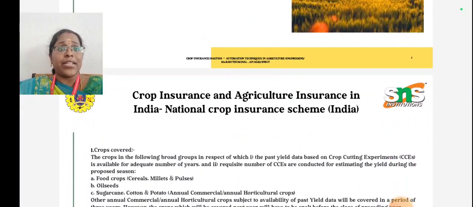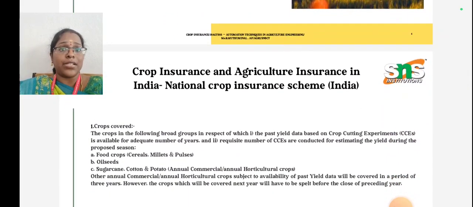Next is, why do we need crop insurance and agricultural insurance in India? First, we will see something about the National Crop Insurance Scheme that is followed in India nowadays. The crops covered under the scheme are the broad groups for which past yield data based on crop cutting experiments is available for an adequate number of years, and the requisite number of crop cutting experiments are estimated from the yield during the proposed seasons.